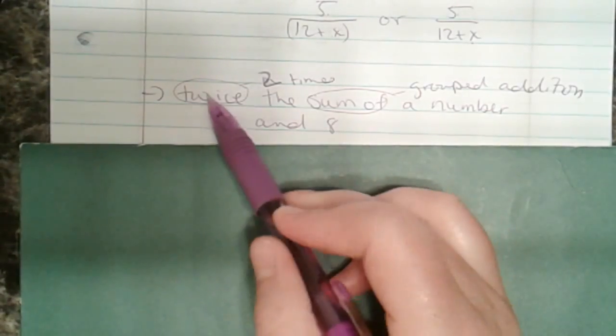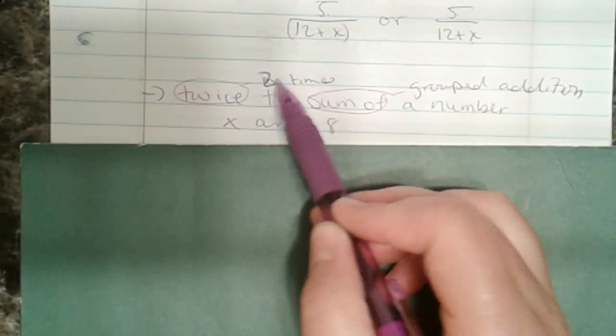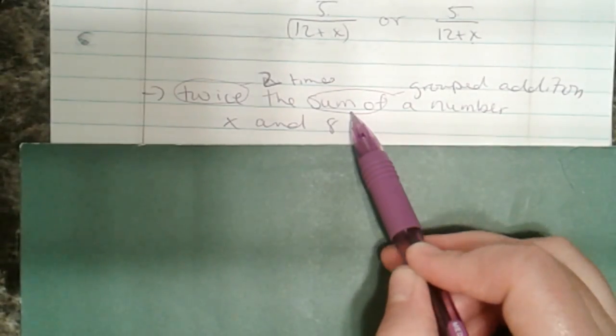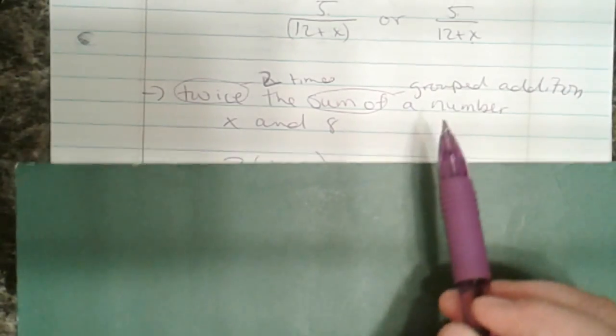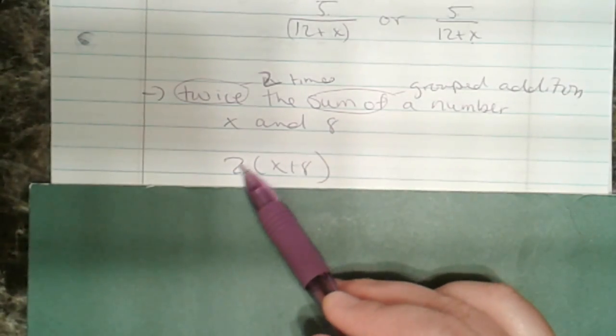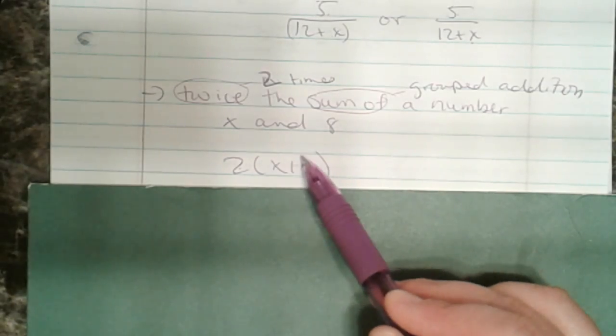Okay? What about this one? We have twice. There's that word again, twice the sum of a number x and 8. Well, twice means to multiply by 2, right? 2 times it. What does sum of mean? Good, it's the grouped addition. So I can simply write it as 2 parentheses x plus 8.